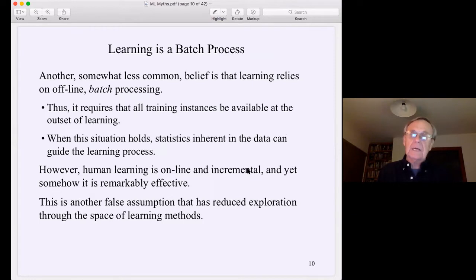Another, somewhat less common, is that learning is a batch process that happens offline. That is, you have all the training cases available at the outset of learning, and as a result, you have all the data, so you can calculate statistics, and those can guide the learning process. You can certainly do that. Machine learning systems do that all the time, but it's not the only game in town. If you look at human learning, it's online, it's incremental, and yet somehow it's remarkably effective. So this is another false assumption, and one that has reduced exploration through the space of possible learning methods.